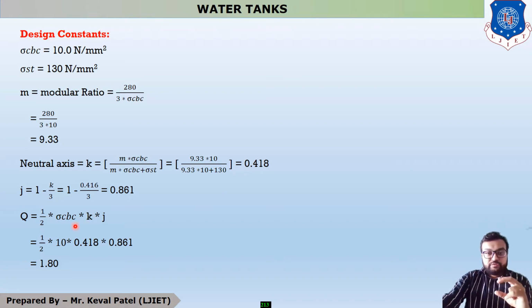So the equation of J is 1 minus K by 3. So our value of K is 0.418. So our value of J is 0.861.